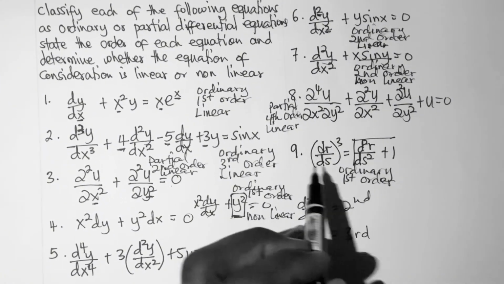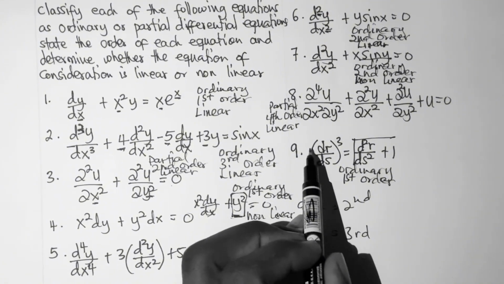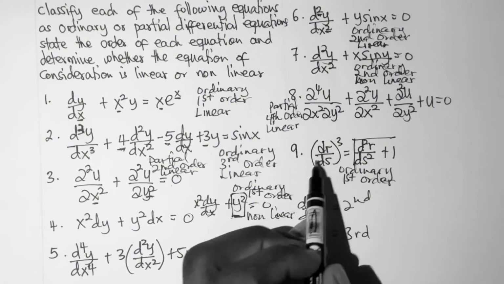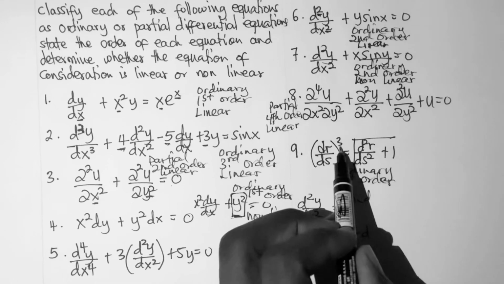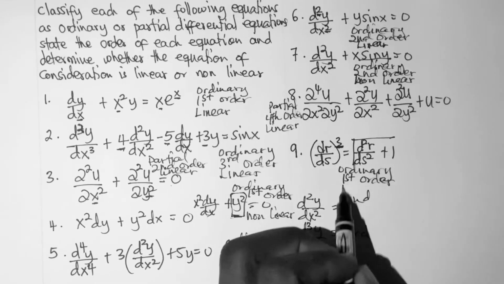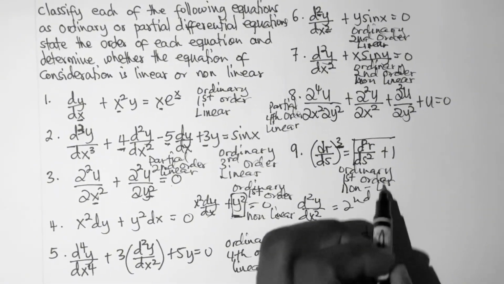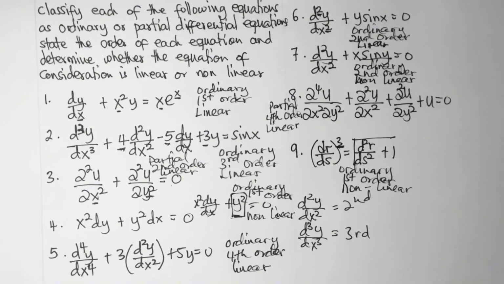Remember we said that the dependent variable and its derivative must be of the first degree. But if you check here, this is of the third degree. And therefore, this is a non-linear differential equation. So this is how you can differentiate between linear and non-linear differential equations. Also determine the order and whether it is an ordinary or a partial differential equation.